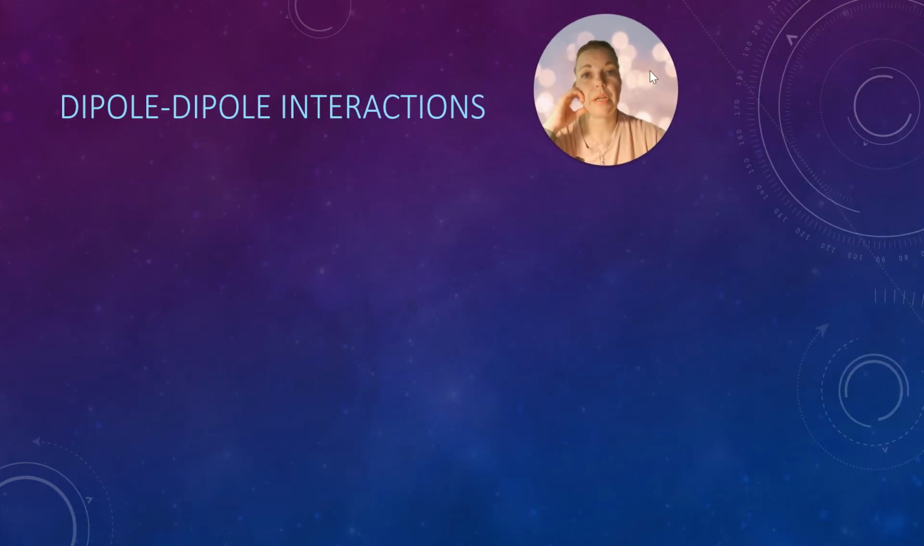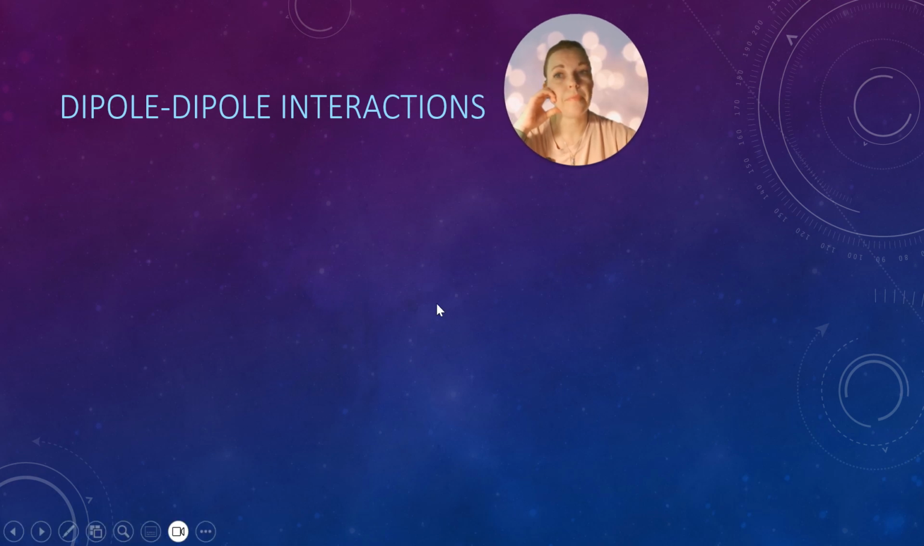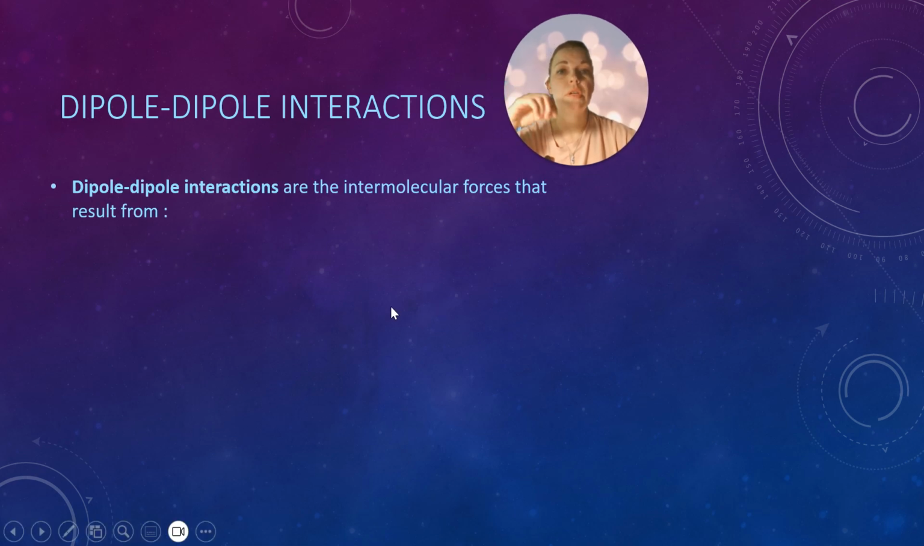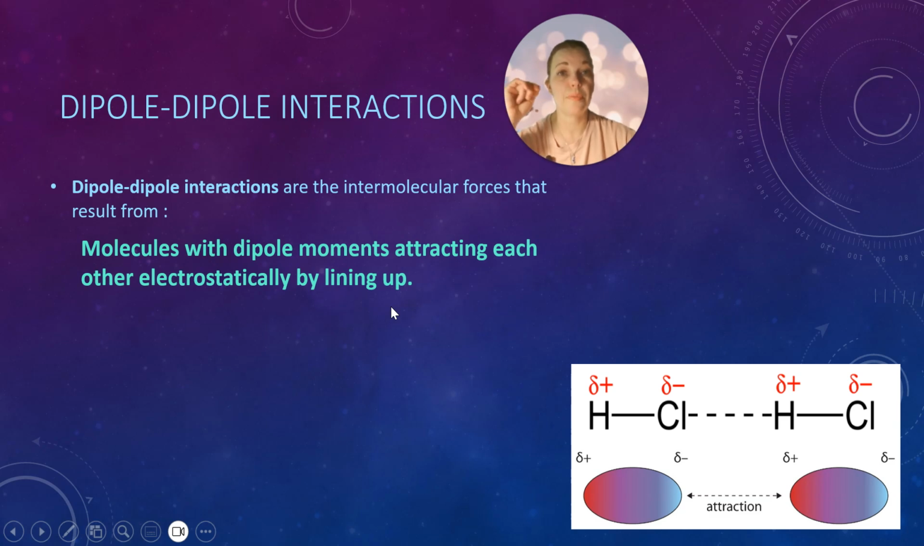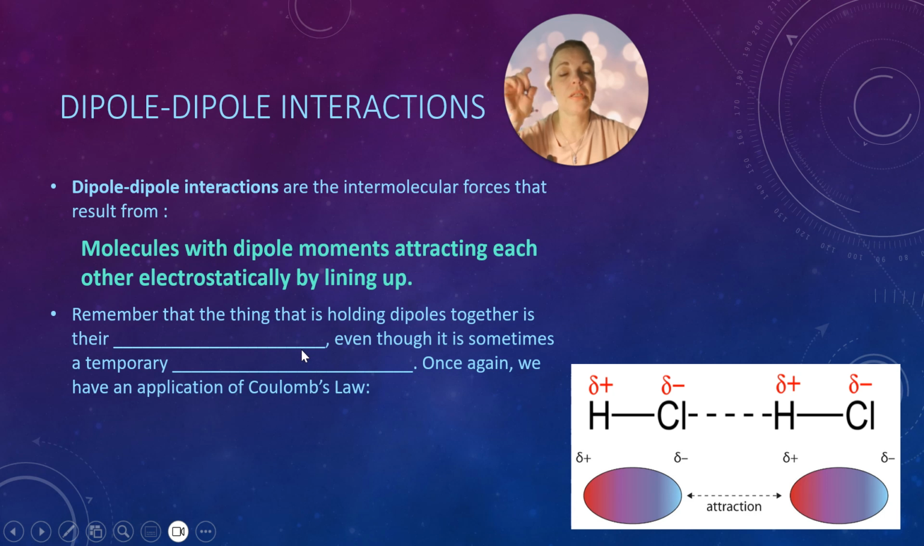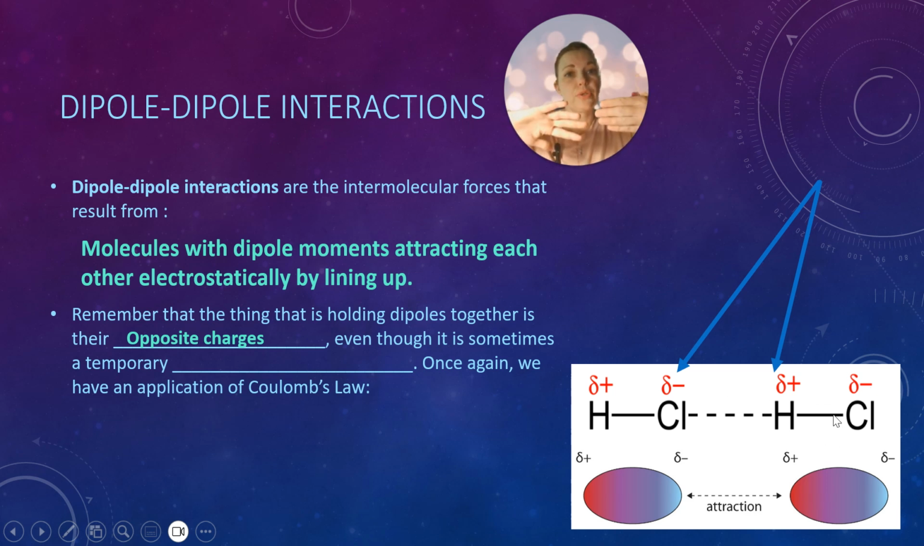All right, so now let's talk about another type of intermolecular force called dipole-dipole. Dipole-dipole interactions are the intermolecular forces that result from molecules with dipole moments attracting each other electrostatically by lining up, okay? So the thing that holds dipoles together is their opposite charges. And so that's what's happening here. You have this hydrochloric acid molecule, and it's got a partial positive and a partial negative. And then the molecule that is neighboring it also has a partial positive and a partial negative. And so they just naturally orient themselves like this, positive to negative, as you can see down here very nicely in the picture.